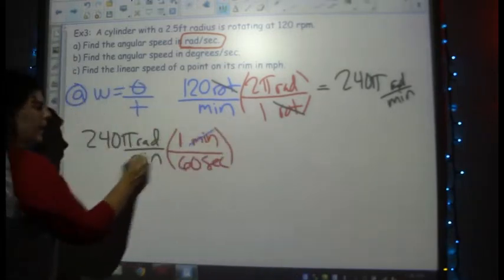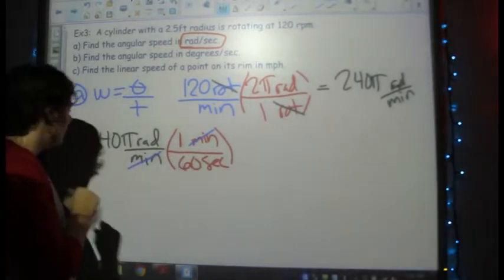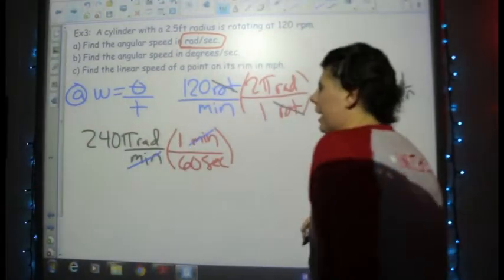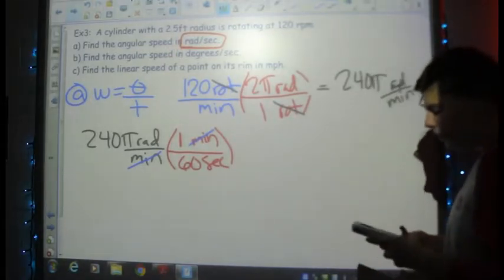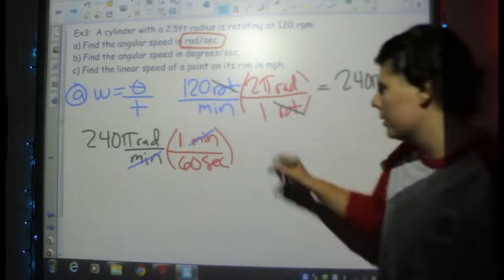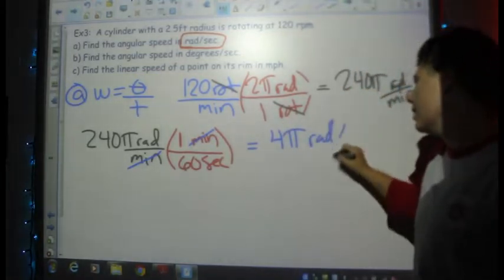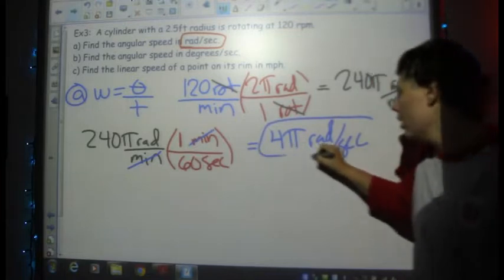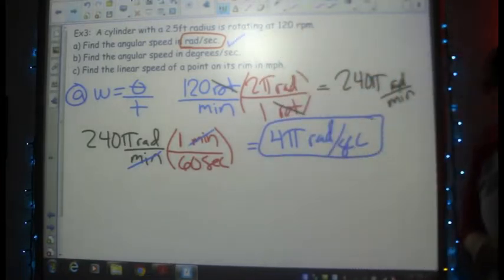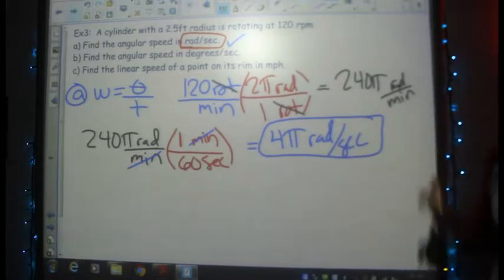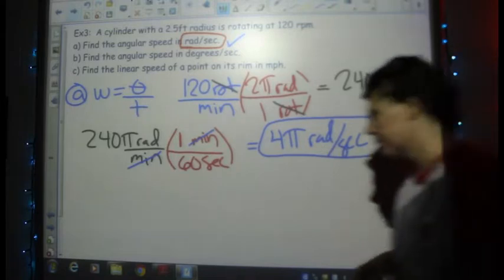The minutes on the top and the bottom cancel. And then all I have to do here is divide 240 divided by 60. I can grab my calculator if you need to. If you just like typing it for fun, hopefully you can do that one in your head. If not, it's okay, no big deal. We wind up with 4 pi radians per second. And now I have my answer because I have answered in the way that the question asked. The question specifically asked for radians per second, so I must give radians per second.